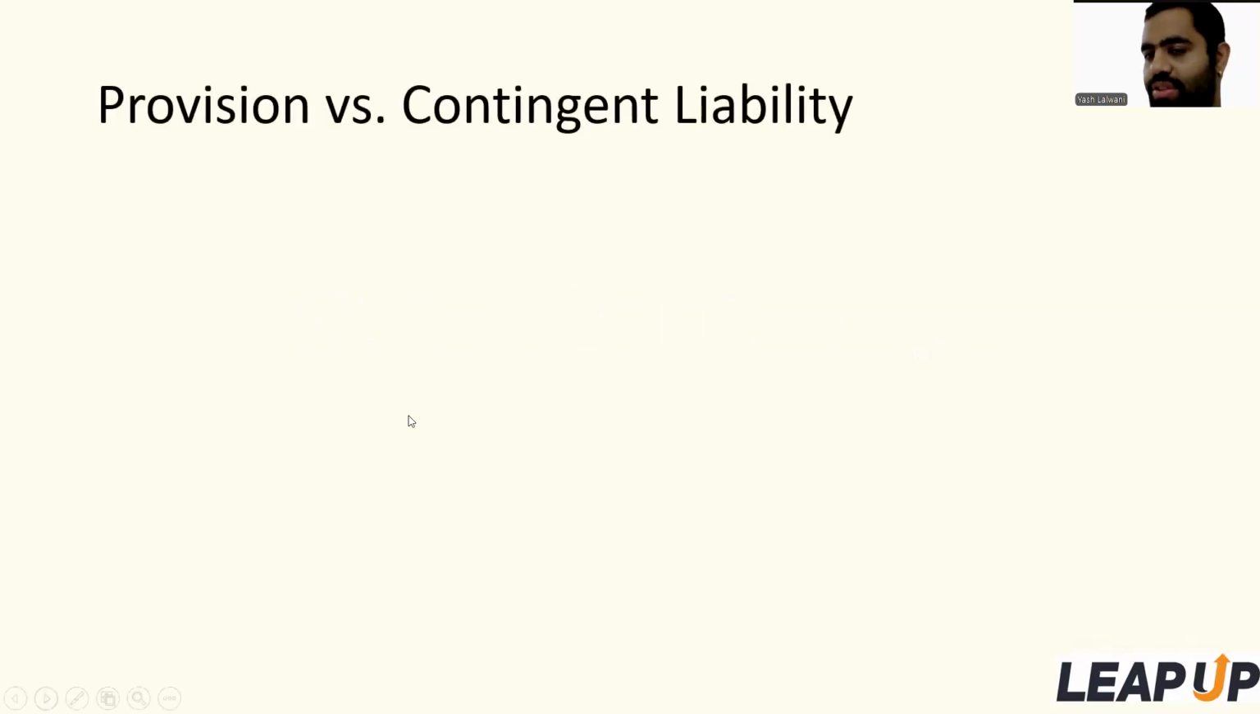Today we will be discussing the concept of provision versus contingent liability. First things first, liability. Liability is an expense that we are supposed to incur in the future as and when it arises. So, what is the difference between provision and contingent liability? Let's understand this difference with the help of an example.